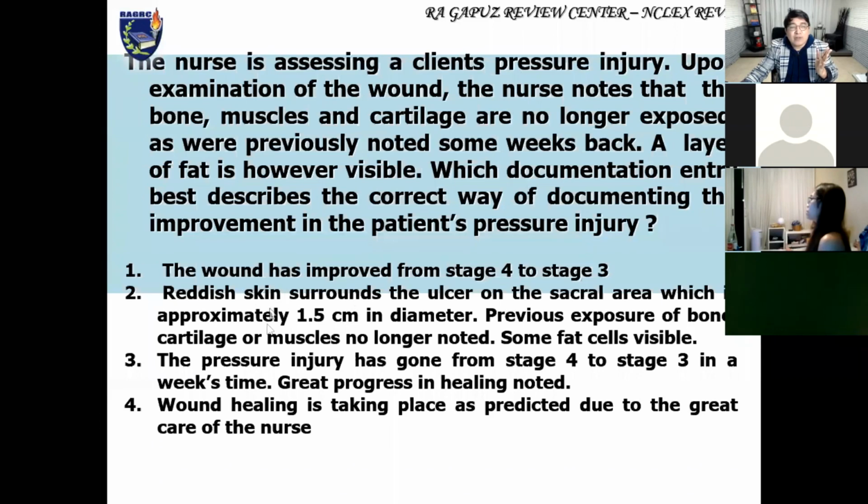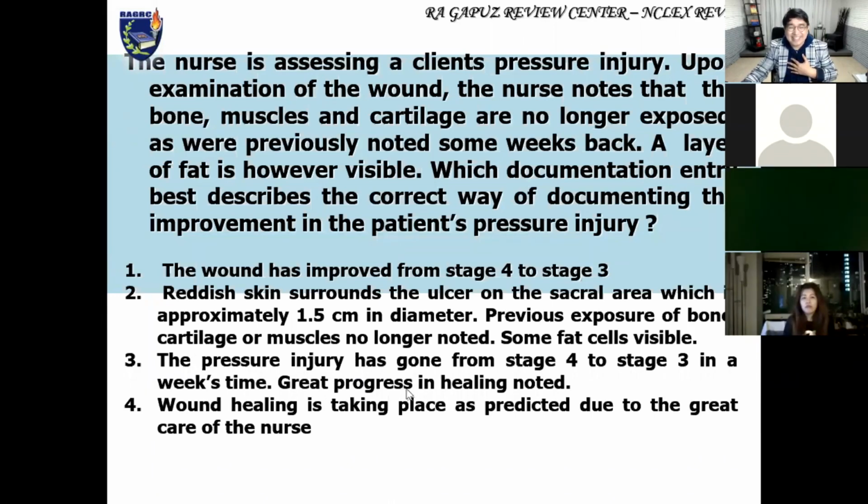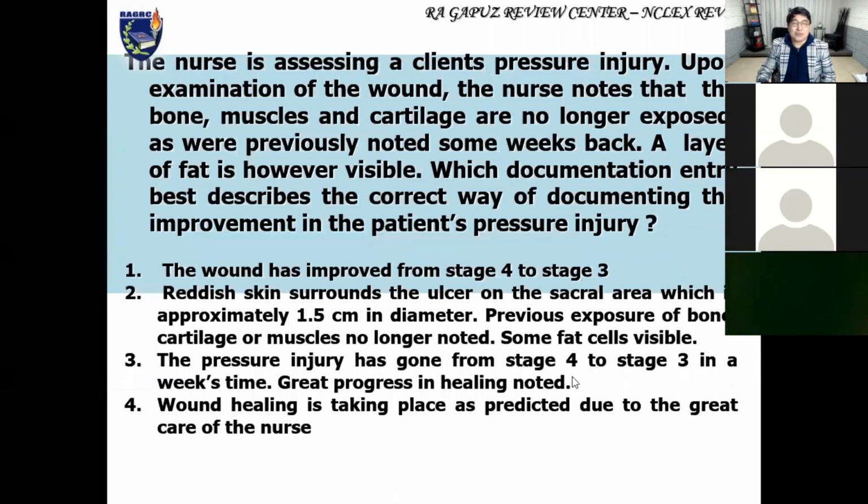Even if you are already convinced that option 2 is correct, still read through the other options. Number 3, the pressure injury has gone from stage 4 to stage 3 in a week's time. Great progress in the healing noted. This is very subjective. You're praising yourself. Number 4, wound healing is taking place as predicted due to the great care of the nurse. Once again, that is being subjective. So the best answer, therefore, is number 2. Great.